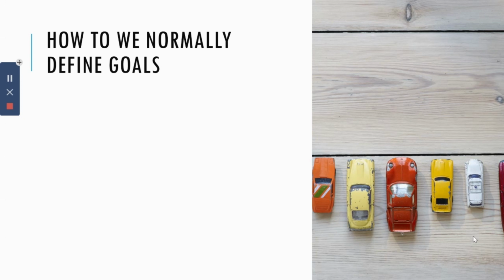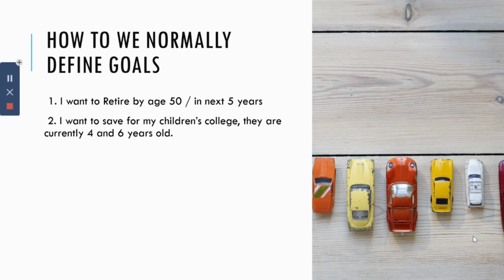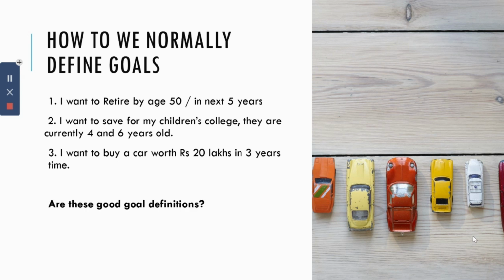Now, typically, how do we define goals? We say, I want to retire by 50 or in the next 5 years. Or I say, I want to save for my children's college. They are currently 4 and 6 years old. Or we say, I want to buy a car of 20 lakhs in 3 years' time. Now, are these good goal definitions?